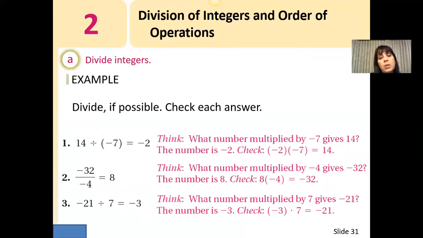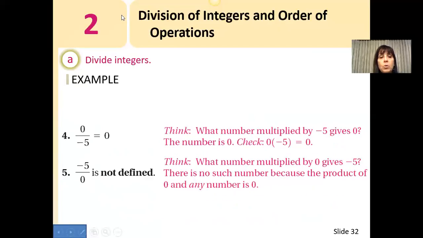The last operation is division. Okay, so in division, we use the same rule as we did for multiplication. If the signs are the same, the quotient will be positive, and if the signs are different, the quotient will be negative. So in the first example here, I have opposite signs, so the quotient is a negative. In the second example, they're the same sign, they're both negative, so that answer is positive. And then the last sign, again, opposite signs, so the quotient is negative.